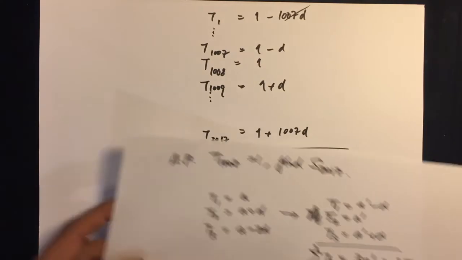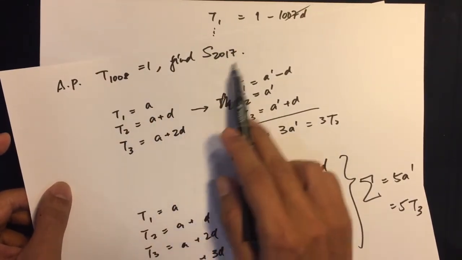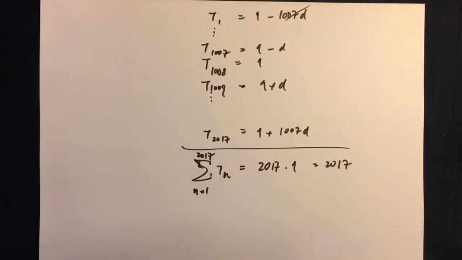Kind of cool. You're given very, very little information to start with, and you find that the sum to 2017 is actually 2017 itself. So I hope that was a cool trick for arithmetic progression sums.